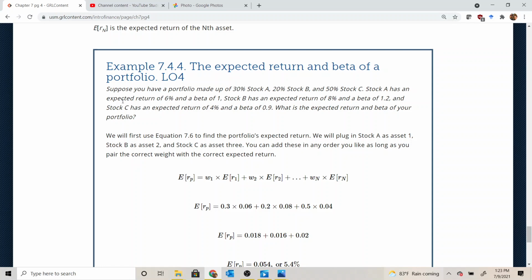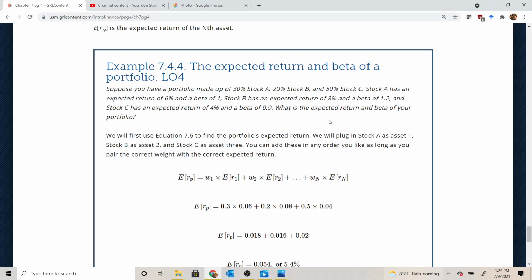Stock A has an expected return of 6% and a beta of 1. Stock B has an expected return of 8% and a beta of 1.2. And stock C has an expected return of 4% and a beta of 0.9. What is the expected return and beta of your portfolio?